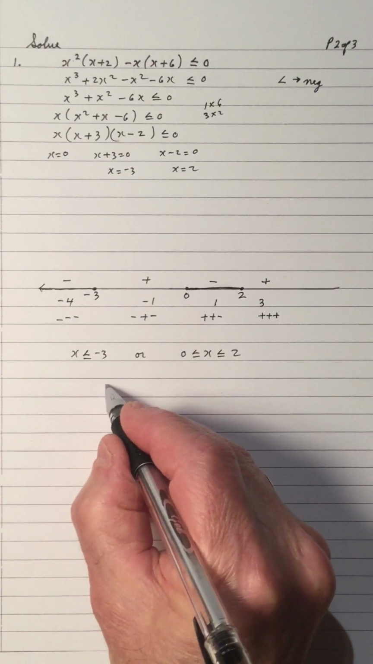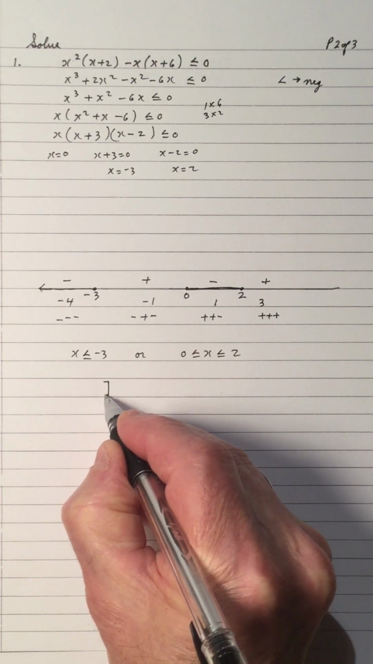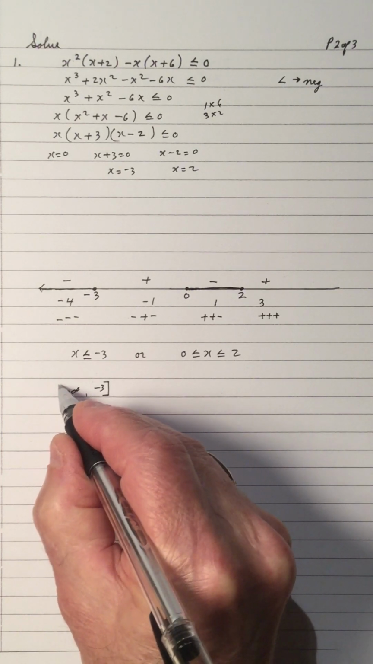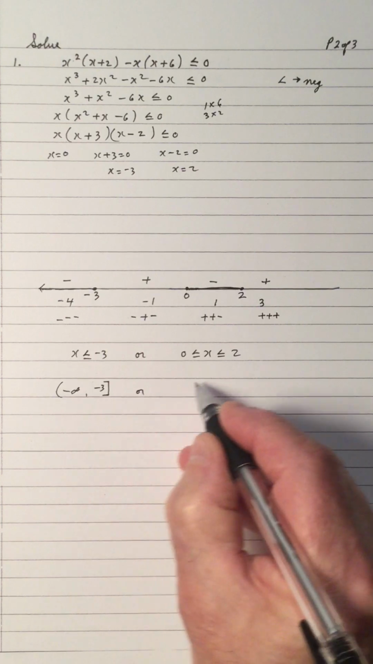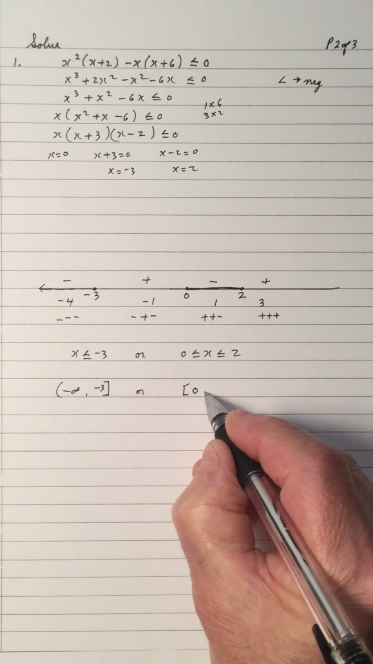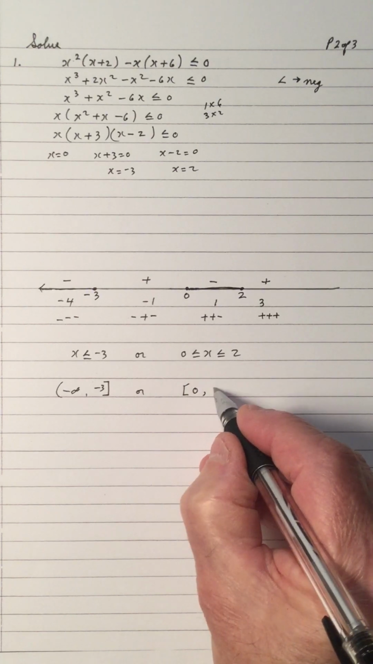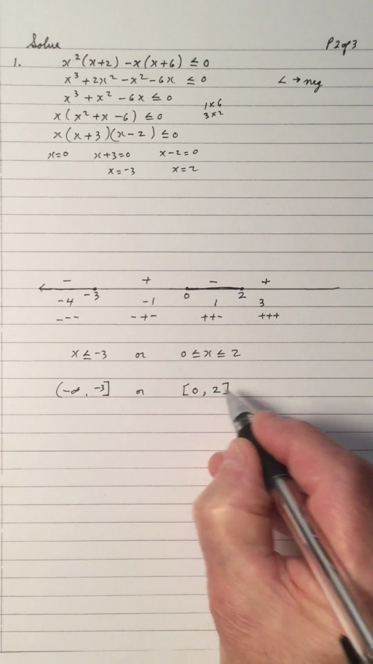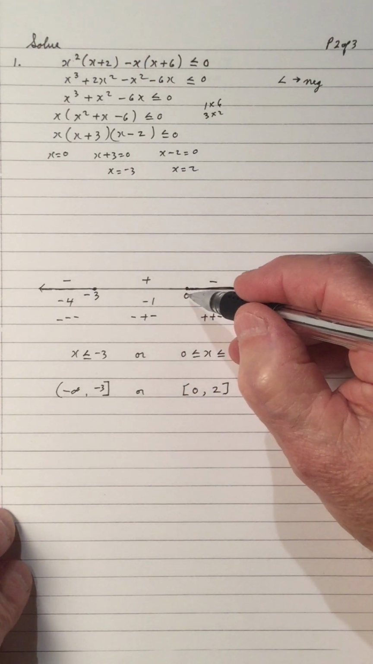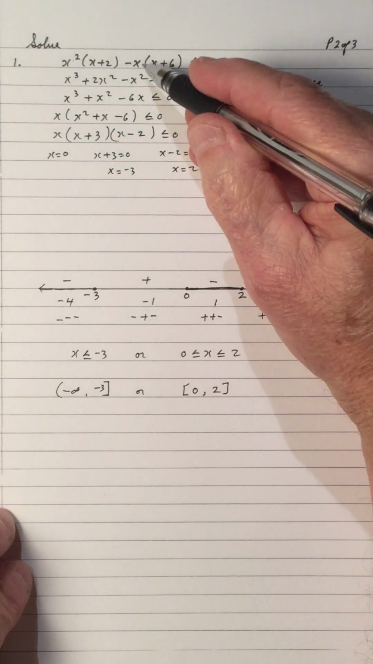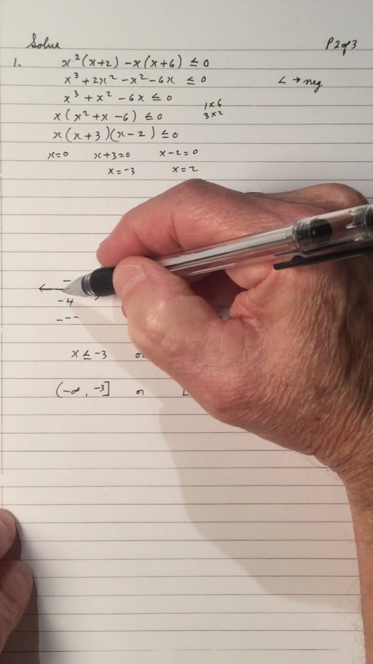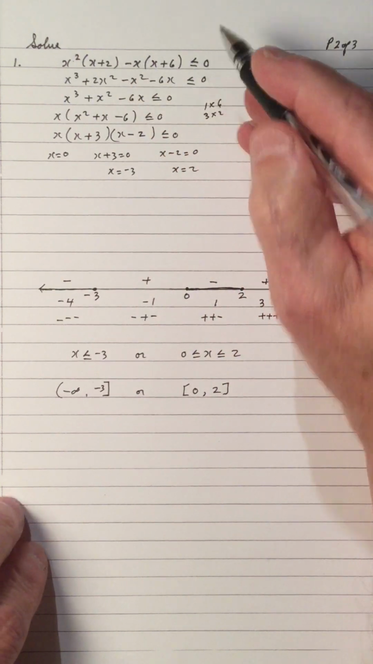So we can name this one. That's equal to, so square bracket, -3, going to negative infinity, open. Or this is equal to, so the square bracket, 0, comma, 2, square bracket. So those are the solutions. Any number between 0 and 2, including 0 and 2, will make this inequality true. Any number less than or equal to -3 will make this inequality true.